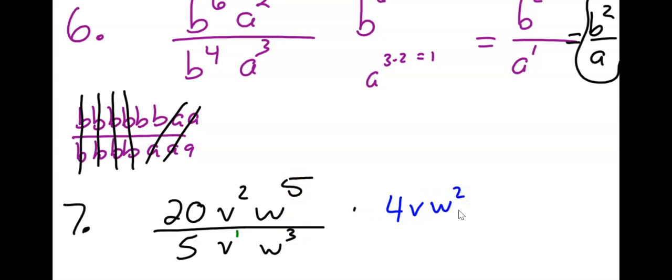If there's nothing on the bottom, because we've got a fraction bar here, it's like an understood 1, because everything would cancel out. If there's nothing on the bottom, you don't even need it, so then you can just say it's just 4v w squared. And there is nothing on the bottom for that particular one.